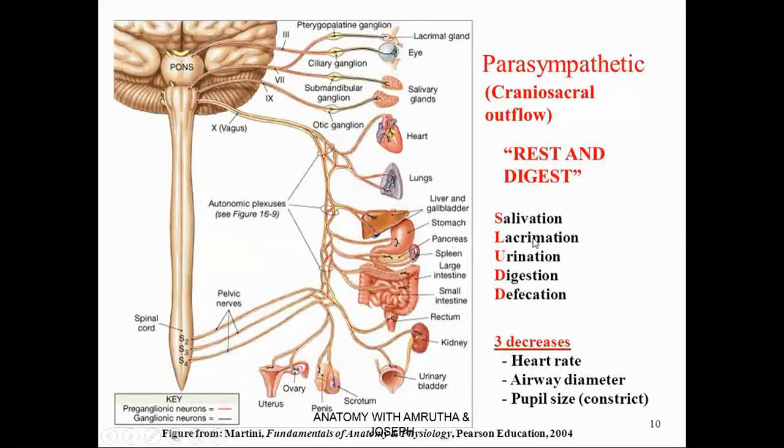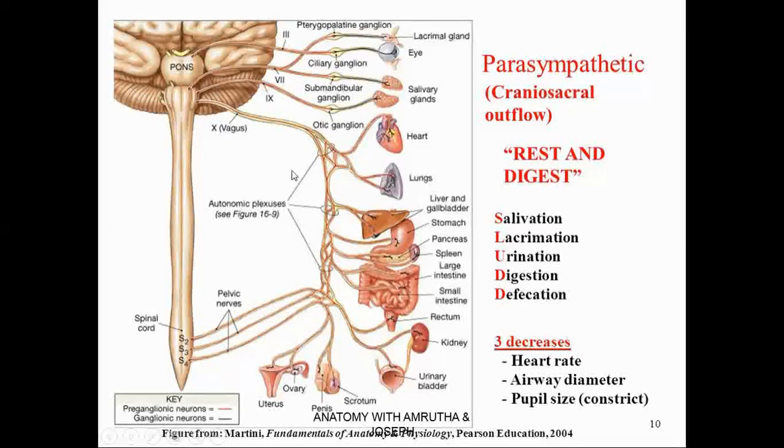Now, rest and digest. There are some activities done by the parasympathetic system: salivation, lacrimation, urination, digestion, defecation. And three decreases: heart rate, airway diameter, pupil size. The cranial outflow is through the cranial nerves, namely oculomotor, facial, glossopharyngeal, vagus. You can remember this by the mnemonic: only fools go wandering. Now the sacral outflow is through the sacral pelvic nerves.